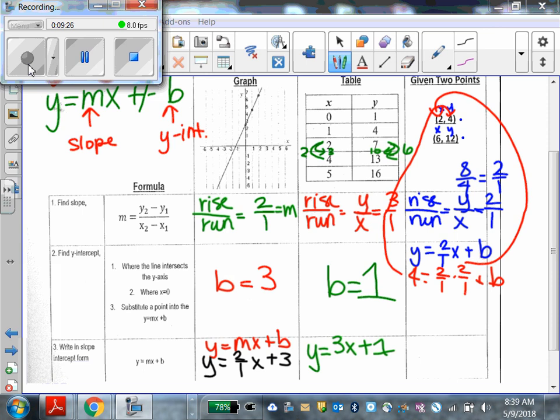Everybody with me so far? Okay, so 2 times 2 is 4, so 4 equals 4 plus b. Subtract 4, you should have got b to be 0. If you don't know b, you're going to need a strategy to solve. I understand you could have just worked backwards in this situation, but I'm saying if you can't, you're going to need to know that strategy.